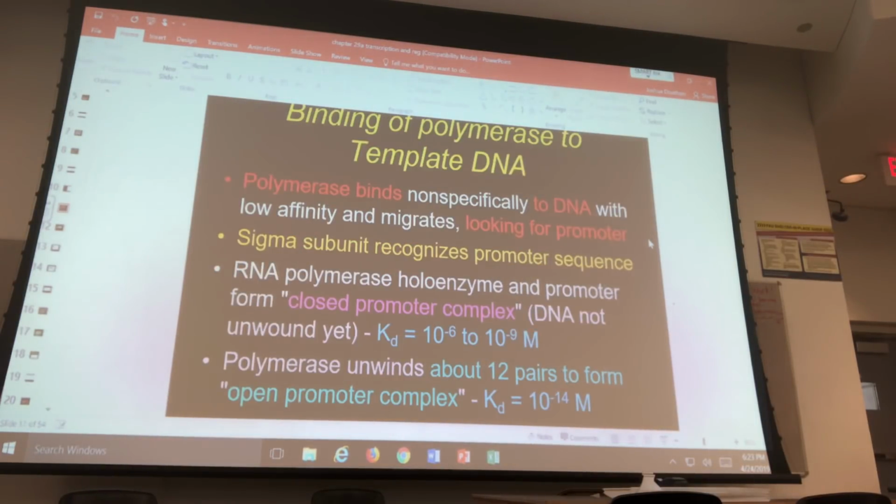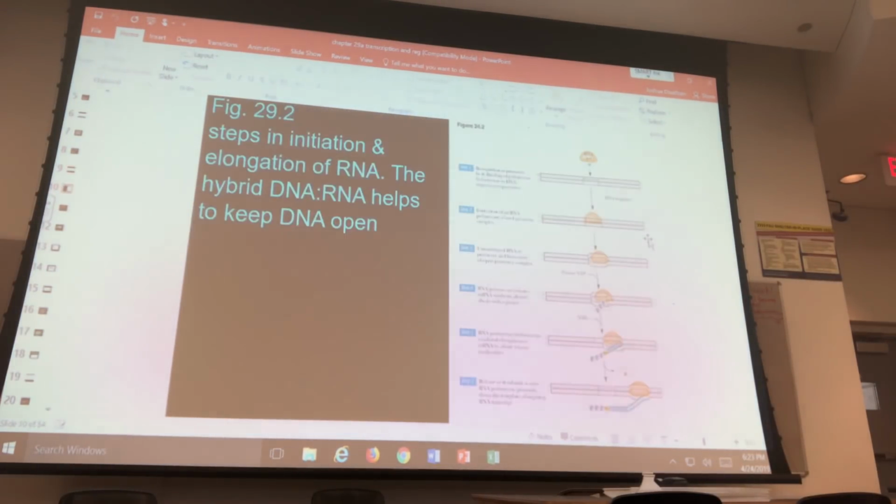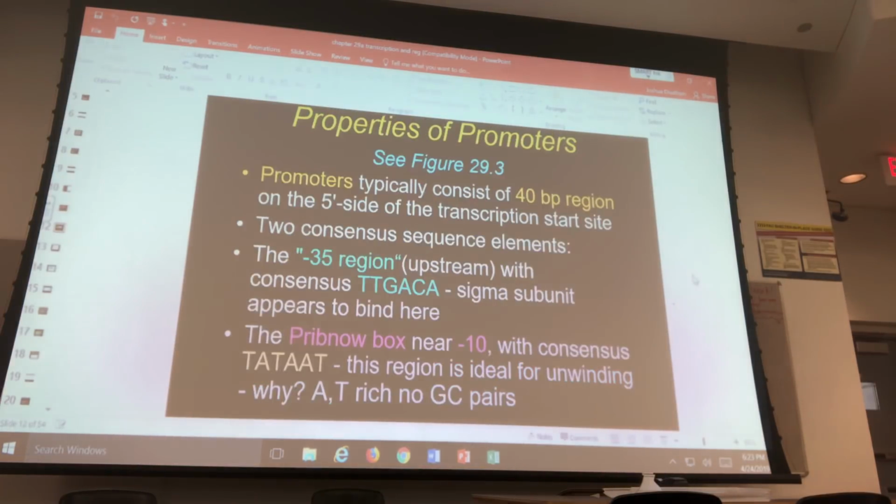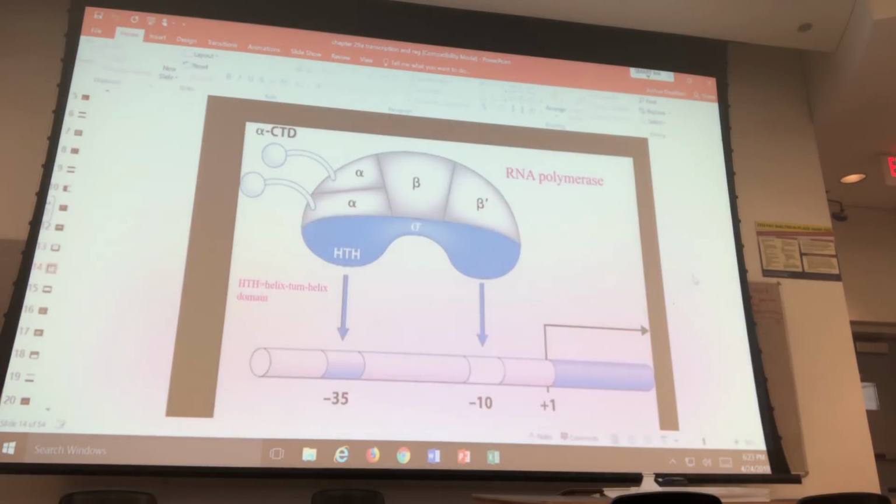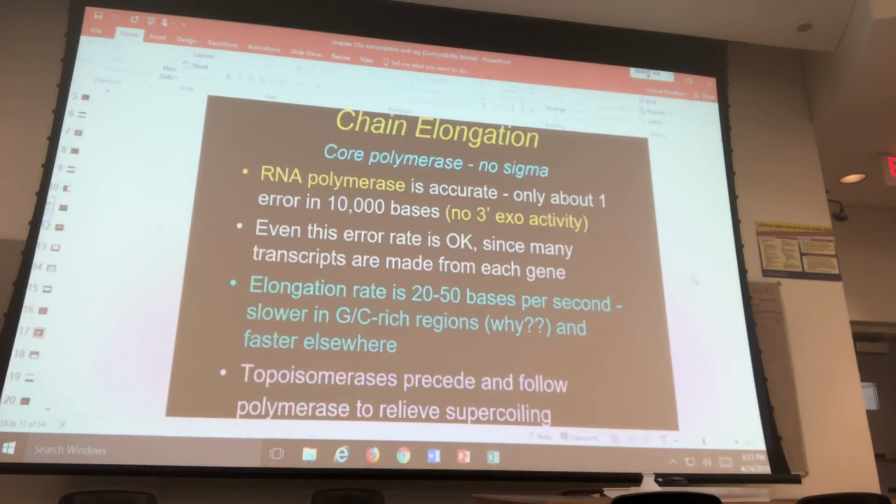When we talk about transcription, there are 3 steps: initiation, elongation, and termination. We asked about initiation a lot on exam 3. Therefore, for the final exam, we're going to be asking about elongation and termination. So let me jump to that.